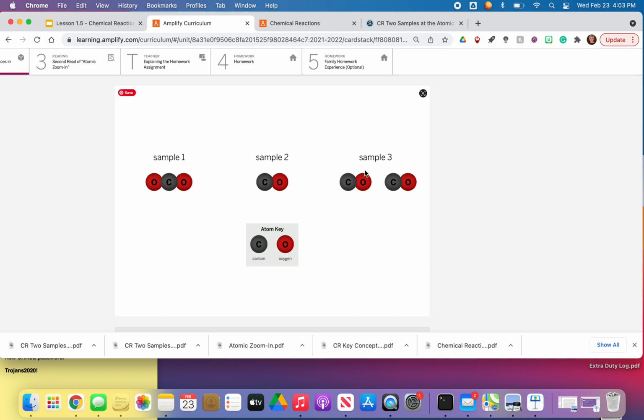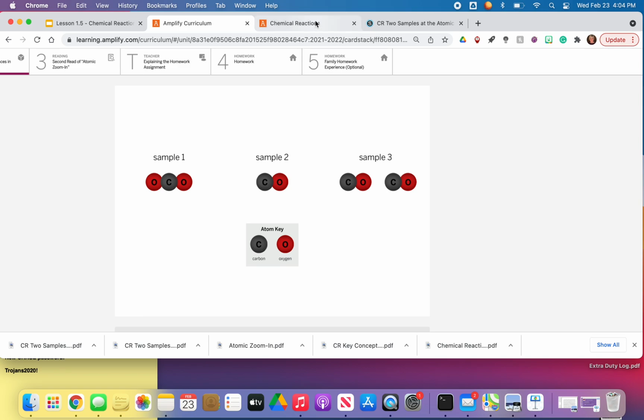And then this right here, sample number 3, interestingly enough, if you look at it carefully, I've got this repeating group and this repeating group. Because these are not connected, I'm not looking for carbon, oxygen, carbon, oxygen. I'm looking for carbon, oxygen. And then another carbon, oxygen, which we found right here.